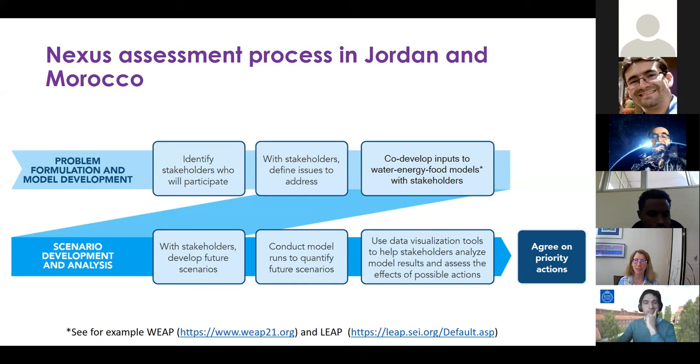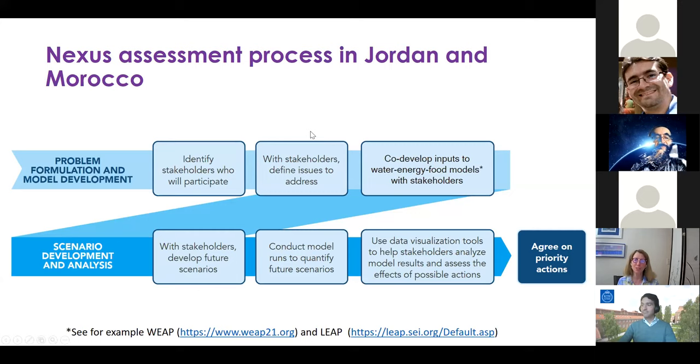model. Sometimes in the context of this work, we use WEAP or LEAP, or we do customized software. In the context of the work we did in Jordan and Morocco, it was a combination of those tools. And we'll go more deeply into the tool aspect in our next webinar in 2 weeks. Basically we ran these models and then used visualization tools to make that complex set of information more accessible to technical and non-technical people. And the goal ultimately is to use that information to identify robust policies and infrastructure that we can then act on.